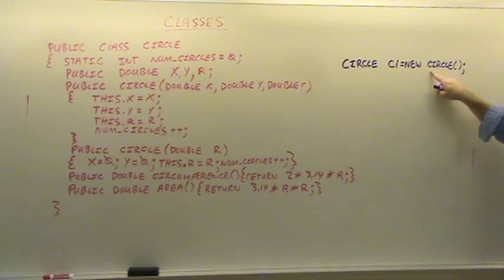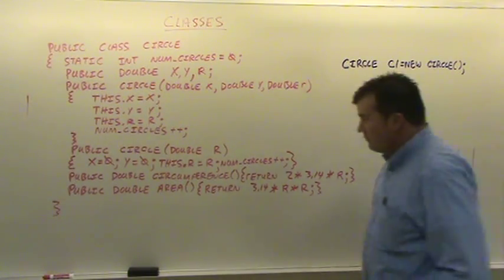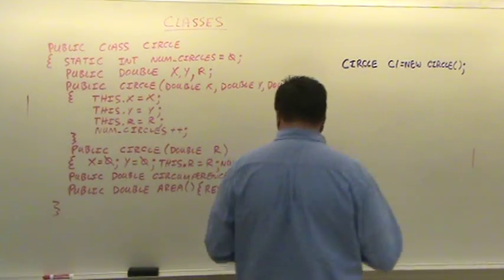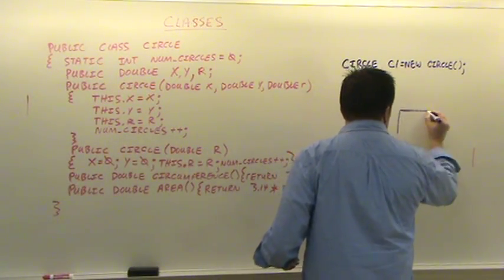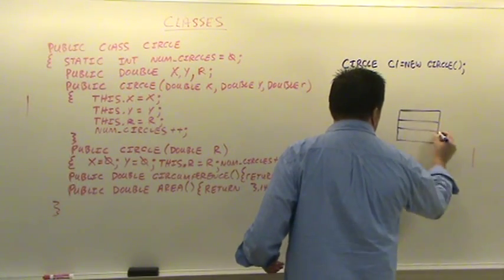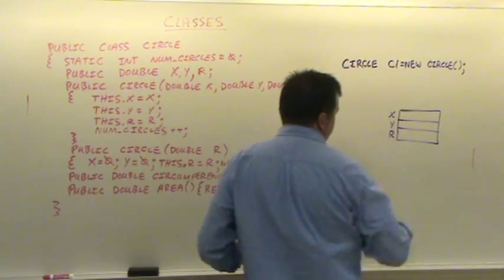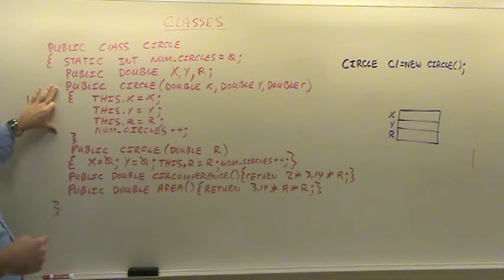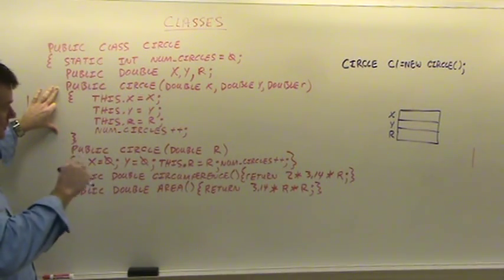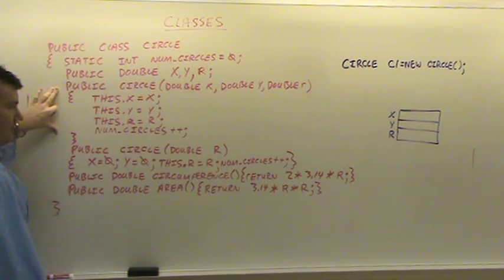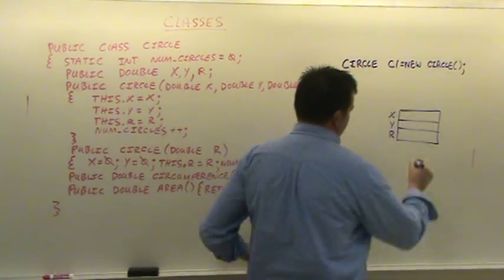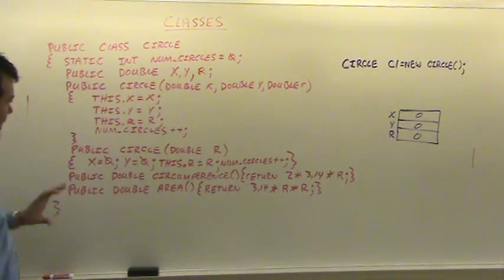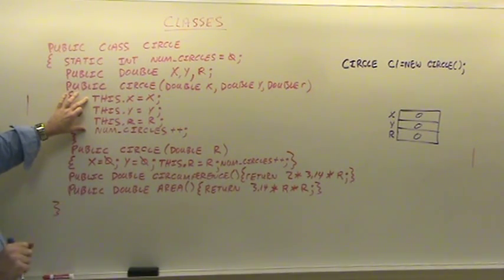Now what happens when we create one? Well, first of all, a circle has three pieces of storage, an x, a y, and a radius. So the object's going to look something like this. We're going to have an x, a y, and an r. Then, the constructor is a method that runs during the construction of this object. And instead of accepting just the default values for these, which would be 0, we have an opportunity to change them to some other number.